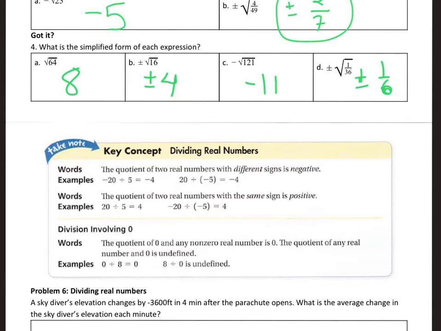Next, negative 11. 11 times 11 is 121, and I keep the negative on the outside. D, what times itself is 1? It's just 1. What times itself is 36? That's 6.